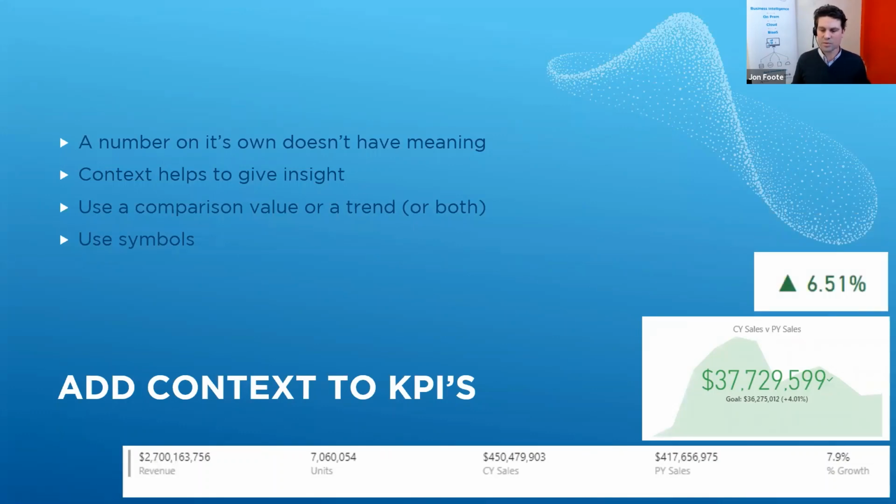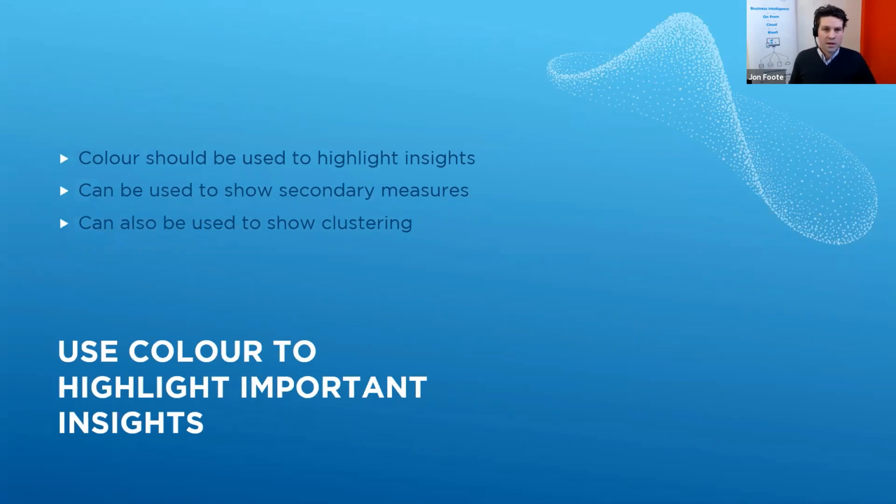Also adding symbols from a minimal perspective helps us. The other thing around using symbols is obviously it helps people with color blindness or issues around the color side of things. So I talked about color abuse. So what we want to do is use color only to highlight or as a secondary measure.